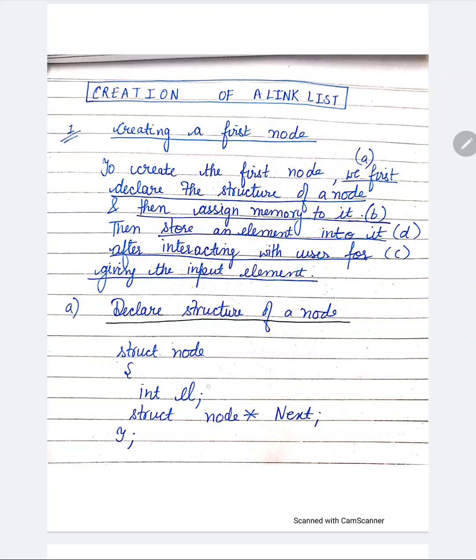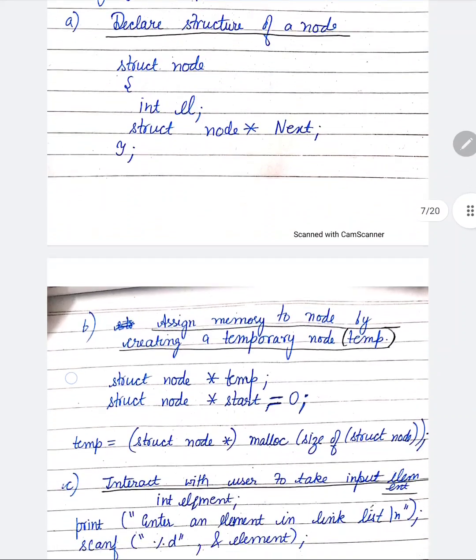Some integer value we will assign and we will link it. So struct node pointer temp, and struct node pointer start. Start is equal to 0 initially because there is no node, and then we declare a temporary node. How to declare a temporary node in C? Temp equal to struct node pointer malloc size of struct node.